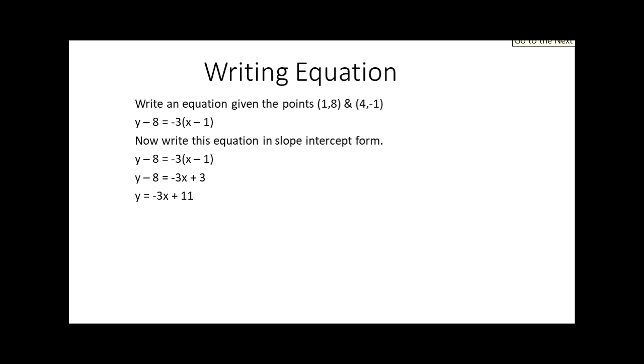Point slope form means you can actually see the point and you can actually see the slope. The slope is -3 and the point is (1, 8). In slope-intercept form, you can see the slope and the y-intercept. The slope is -3, the y-intercept is 11.